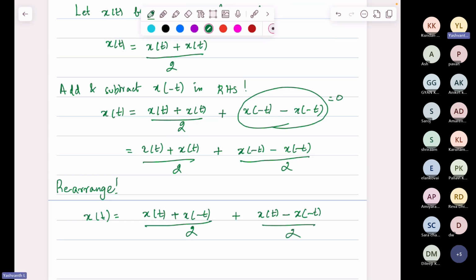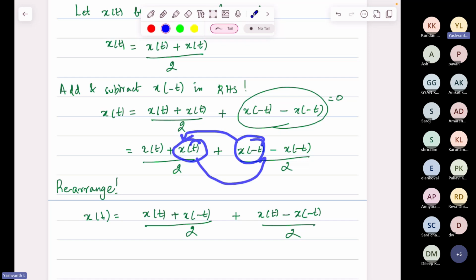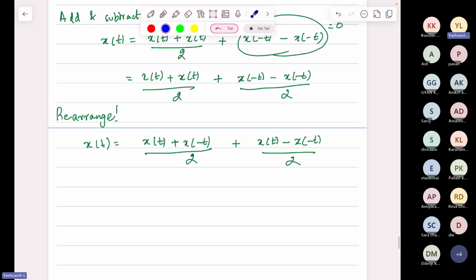Is there any doubt in this step? I just took this x of minus t to here and this x of t to here. That's all. Nothing else I did. Is there any doubt? No, sir. Now my claim is this is an even signal and this is an odd signal. I will prove that. Call this y1 of t and call this y2 of t.